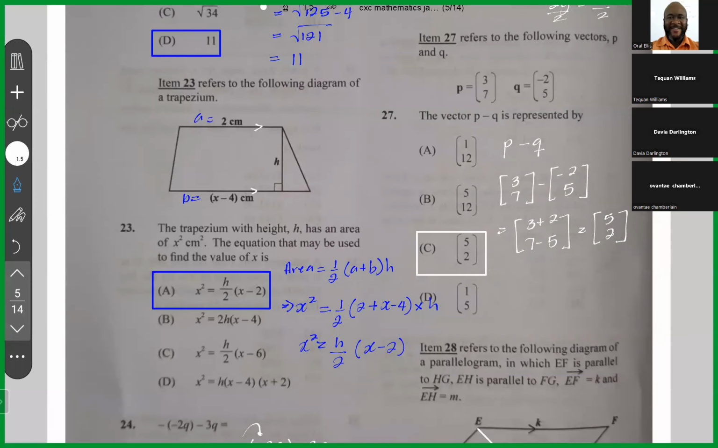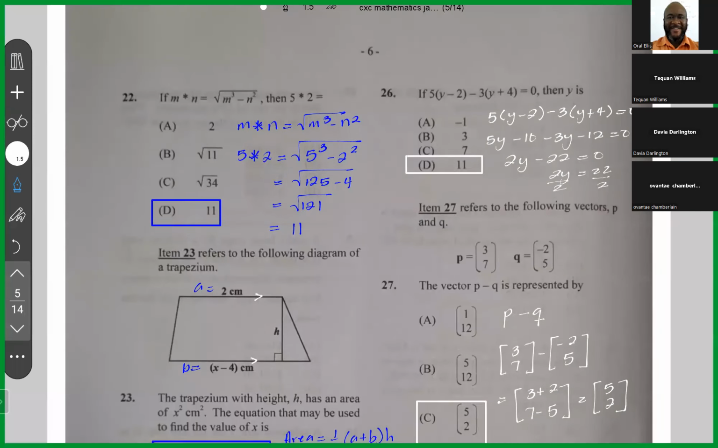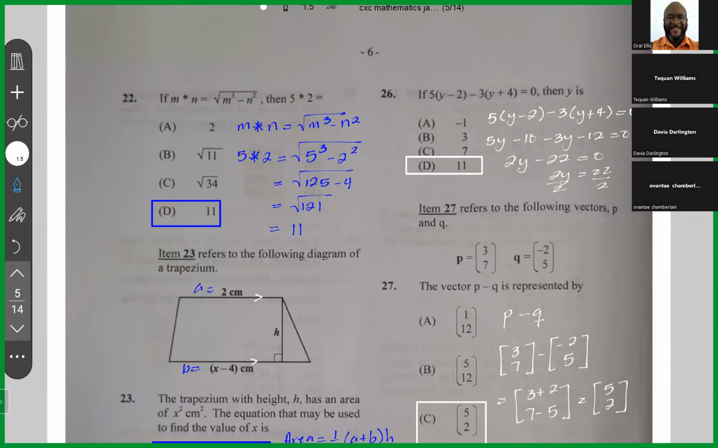All right. Question number 26 is algebra. It's a simple equation. The first thing you should do is to remove the brackets by applying the distributive law. Distributive law says whatever is in the bracket is multiplied by what is immediately outside the bracket. So 5 times y is 5y, 5 times 2 is 10, minus 3 times y is minus 3y. Now, here is where people might make a mistake. Be careful and don't. A negative times a positive is a negative, and 3 times 4 is 12.